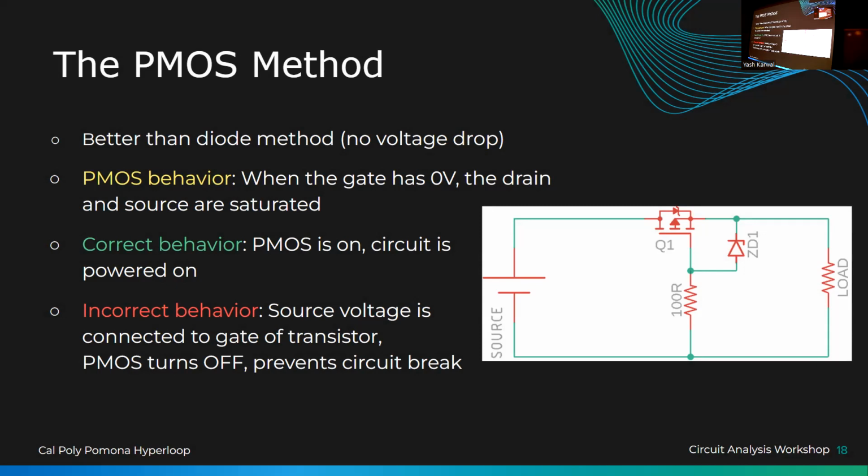For a PMOS, if you send the gate 0 volts, then it'll enter what's called saturation mode. Those two terminals at the top will connect together. If you send 5 volts through the gate, then it'll close off. It's saying that's too much, I'm keeping it out.